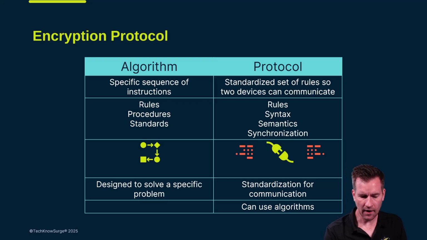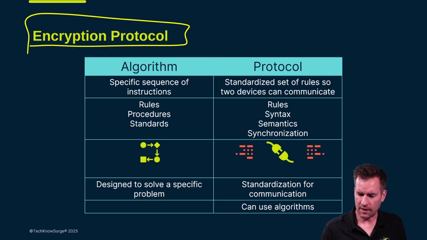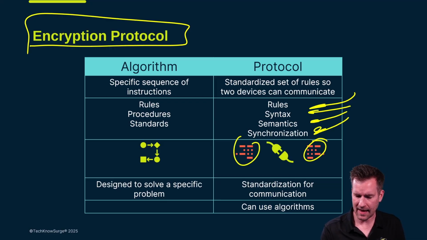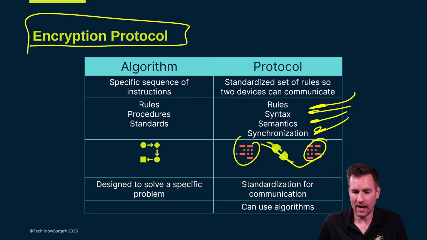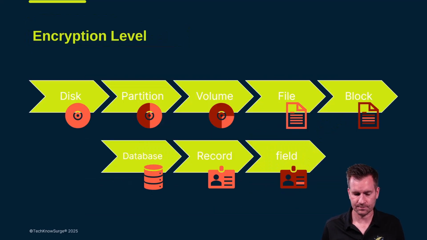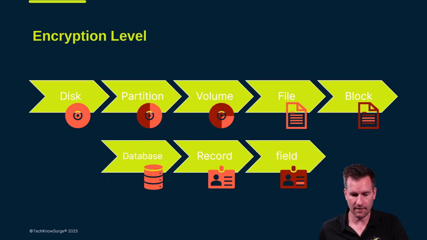All right, encryption protocol. This is what we use to encrypt our communication as we're sending data back and forth. There are the rules, syntax, semantics, synchronization, all of this stuff that happens to facilitate this communication and to do it in a secure way. So an encryption protocol helps facilitate that communication. We'll talk more about encryption algorithms in a second. I'm just going down the line of all these objectives, so I'm doing it in that order.